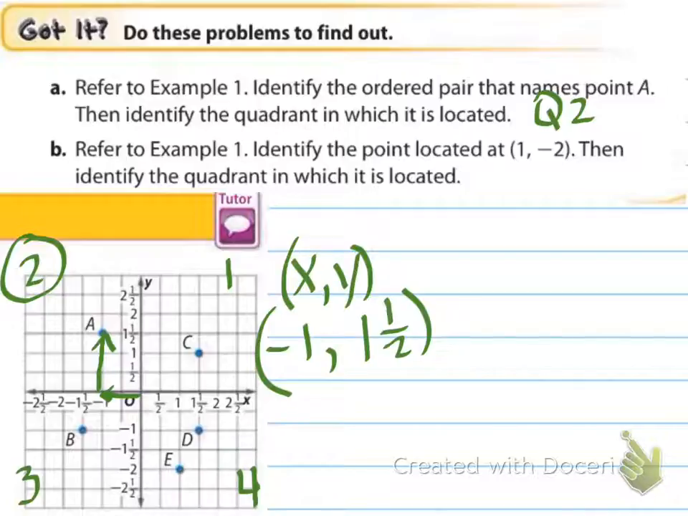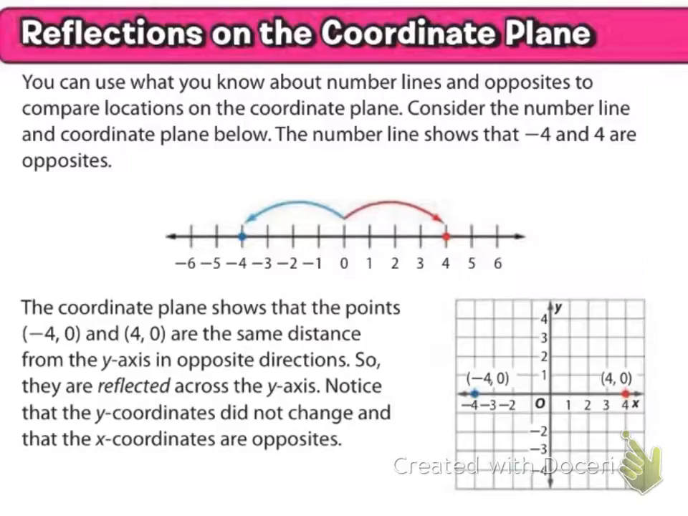Now for B, it says identify the point that's located at 1 comma -2, and then identify that quadrant. All right, so over 1 on the x-axis, and then down -2 puts me at E. So I'm at E, and that is in quadrant 4. So point E, quadrant 4 are the answers for B.